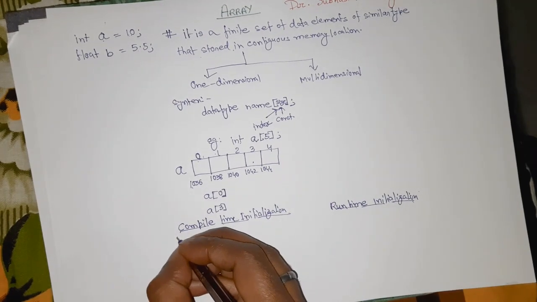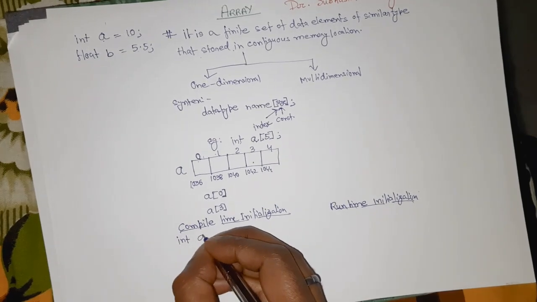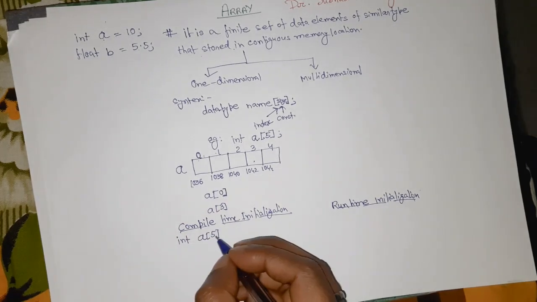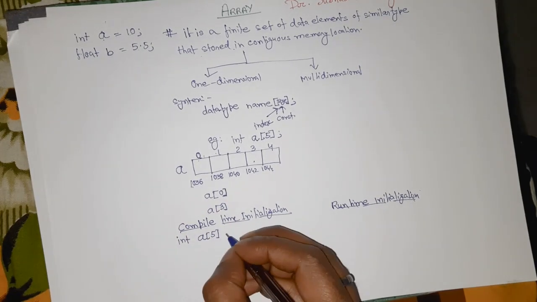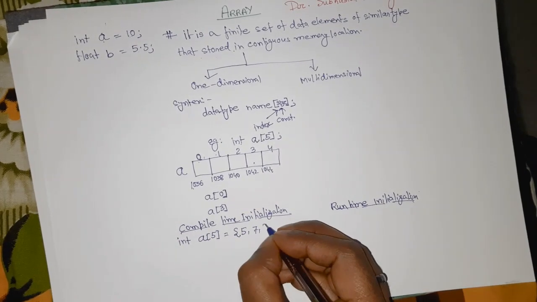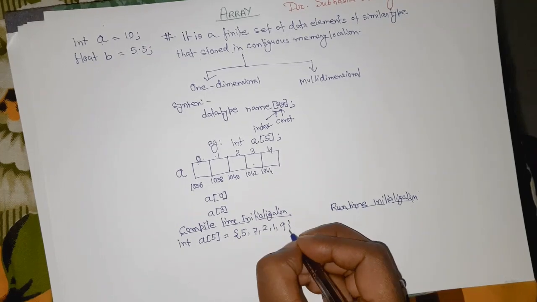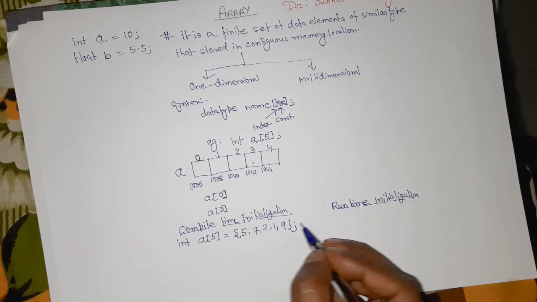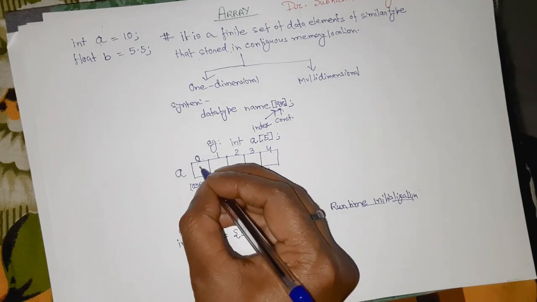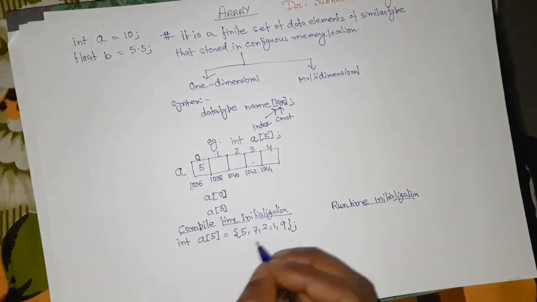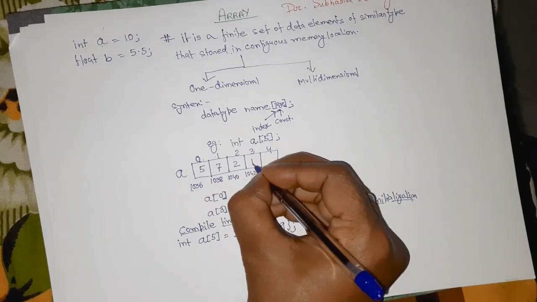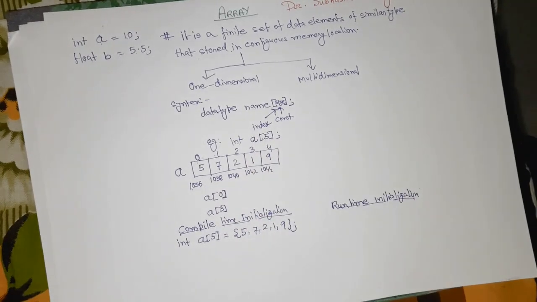Take an example. Suppose I declare an array A with integer type and the size is 5. We can assign the values like 5, 7, 2, 1, and 9. So here we are assigning 5 values in this array. Whatever first element we specify will be stored at the first index, that is A of 0. The next element will be stored here, the next element here, and so on.